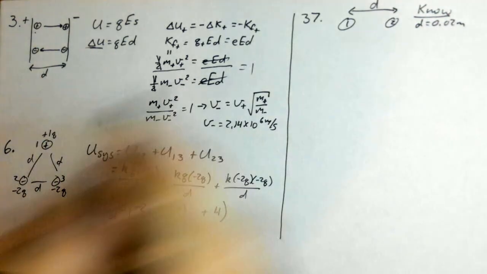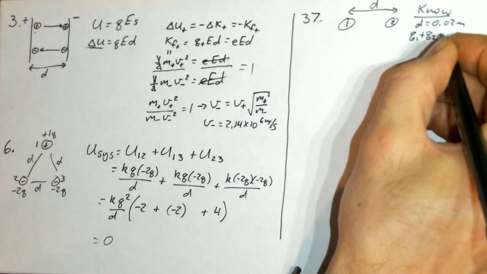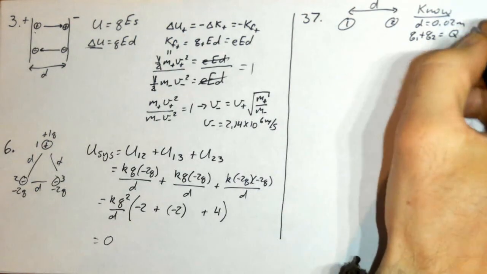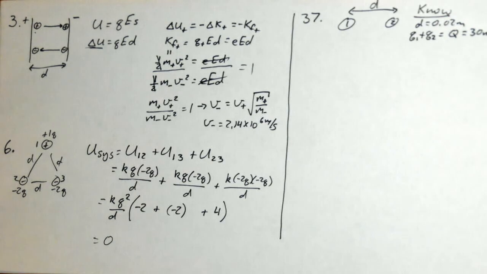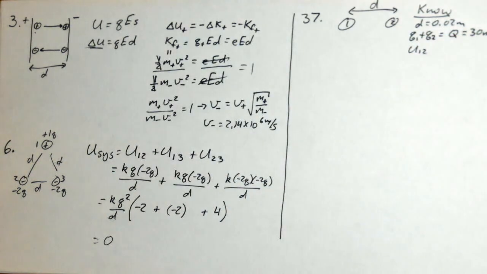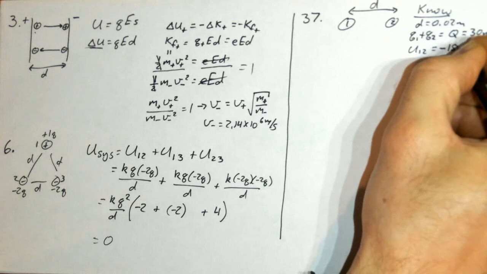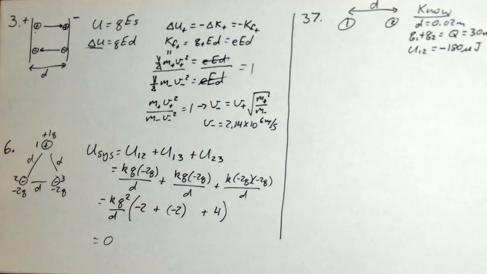Okay, we know that. We know that Q1 plus Q2 is equal to big Q, and that's equal to 30 nanocoulombs, or 30 times 10 to the negative 9 coulombs. And lastly, we know that U12, the potential energy between those two, is equal to negative 180 microjoules, or negative 180 times 10 to the negative 6 joules.